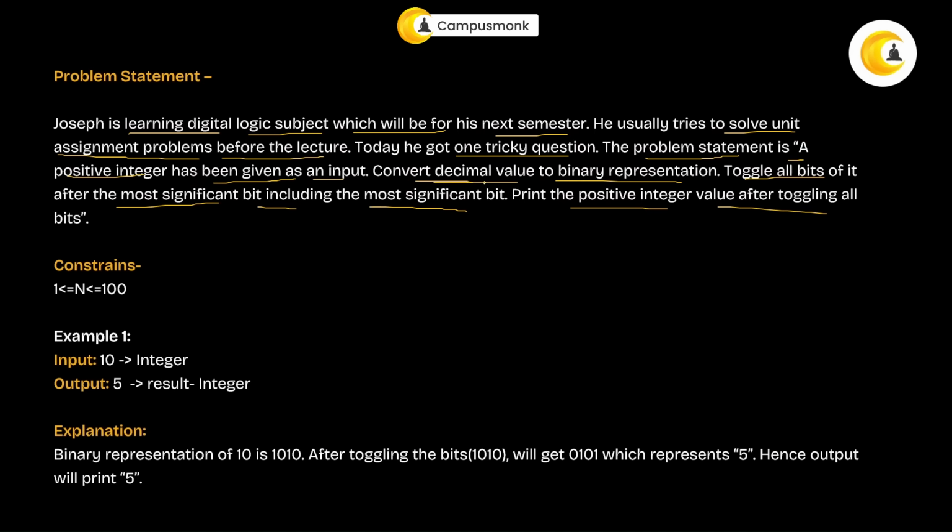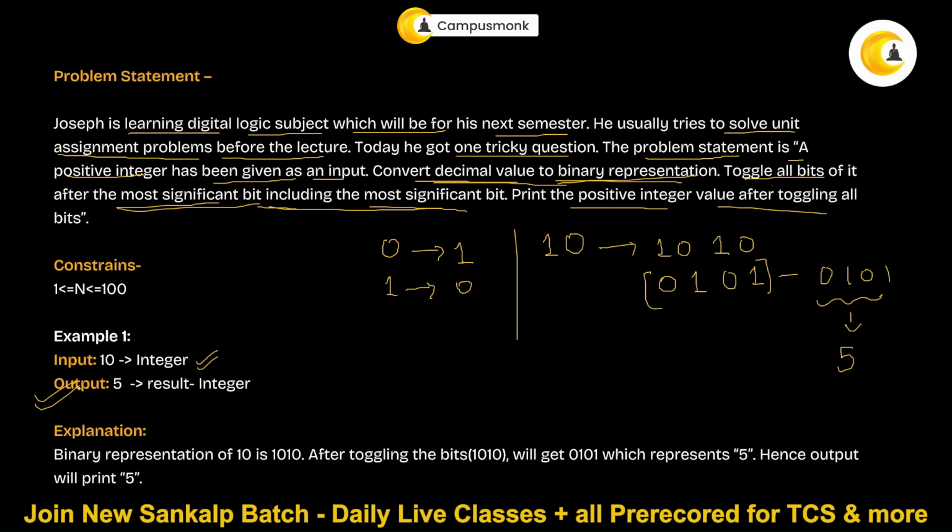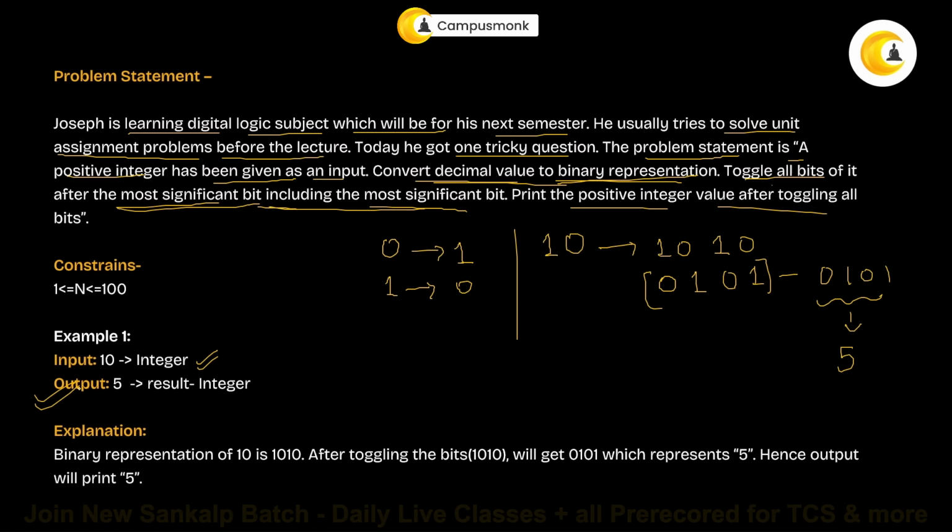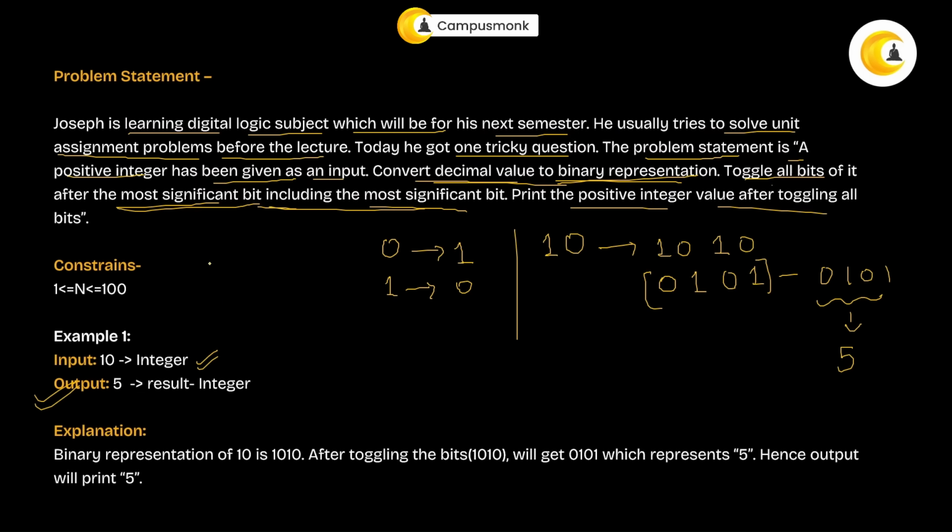So how does this work? Basically, what does toggle mean? Toggle means it's basically an XOR with all ones of the same length. So if you take this number and simply do XOR with all ones, you are going to get this value. So technically, you are just doing an XOR with all ones of the same length. That's it. It may be any input number, but if you try this approach, you will definitely get to the answer.